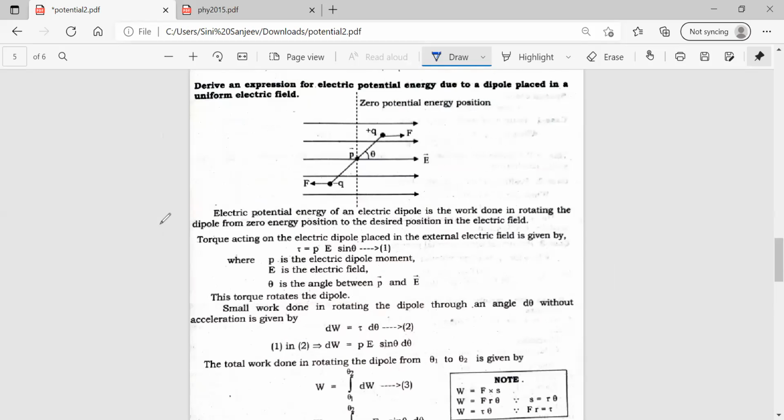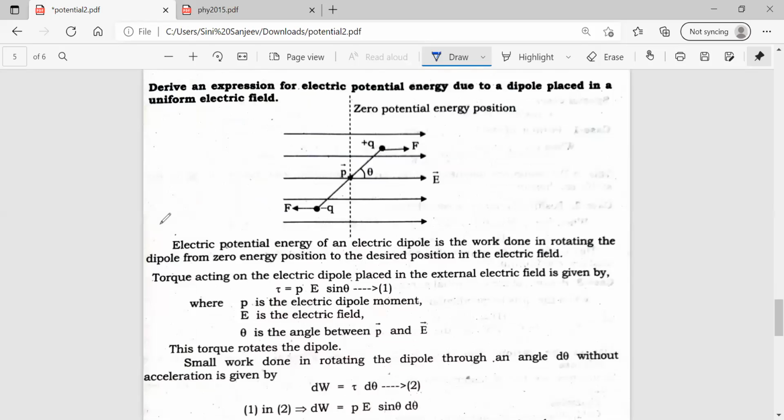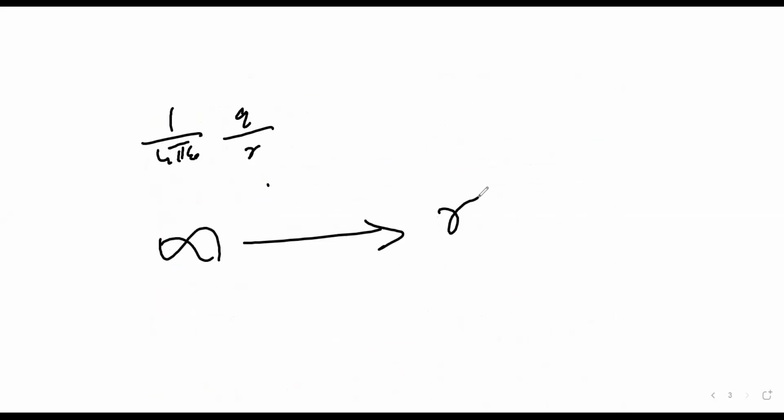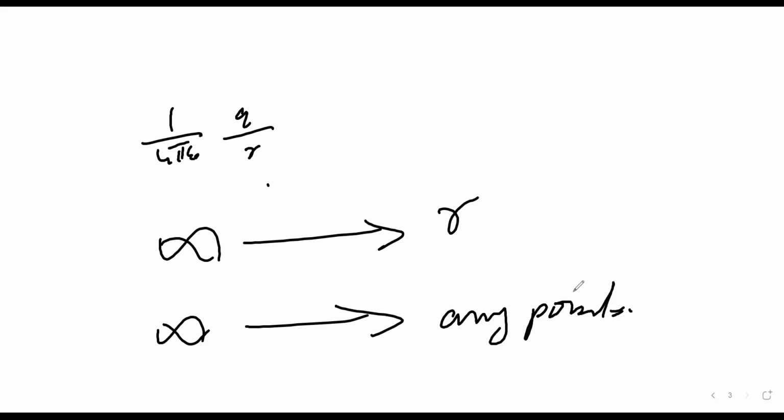Now the most important thing is to derive an expression for the electric potential energy of a dipole placed in a uniform electric field. As we have learned first, electric potential is 1 by 4 pi epsilon naught Q by R, basically from where we are moving the charge, from infinity to R. Similarly here also we have to move a charge from infinity to any point. So instead of a charge, we are moving a dipole here.